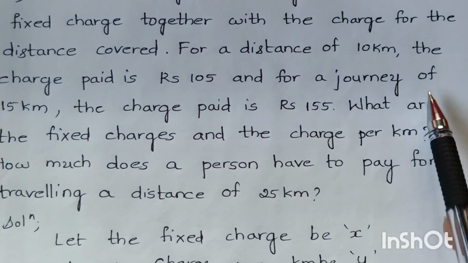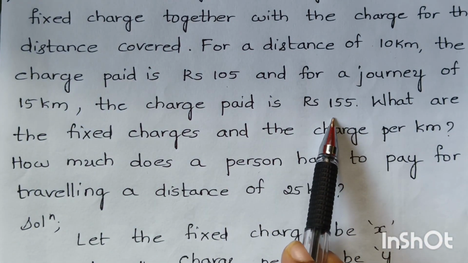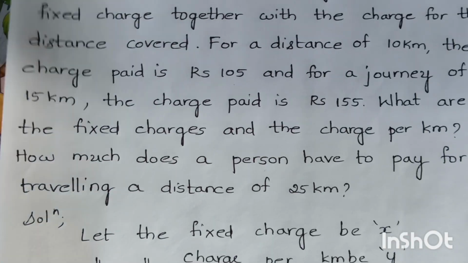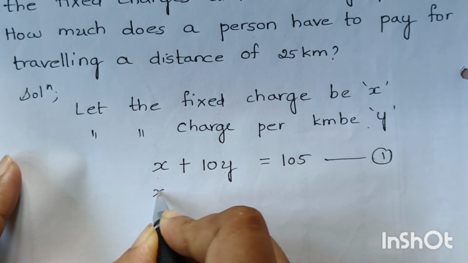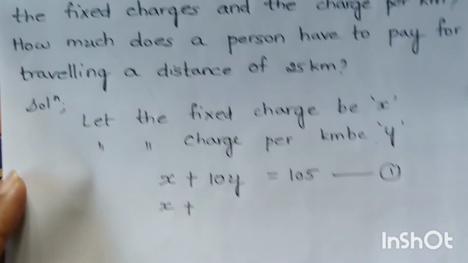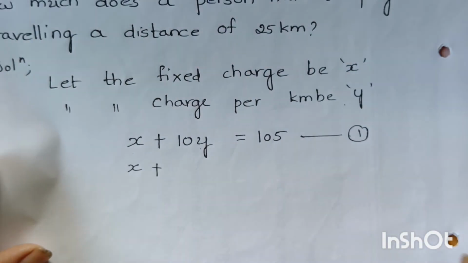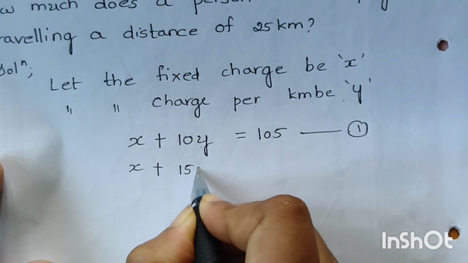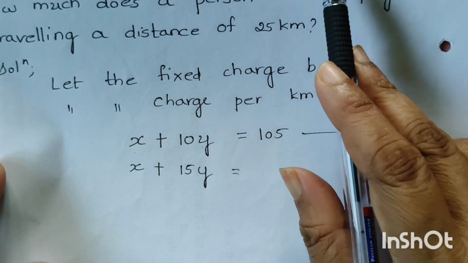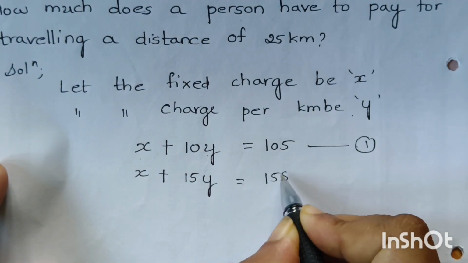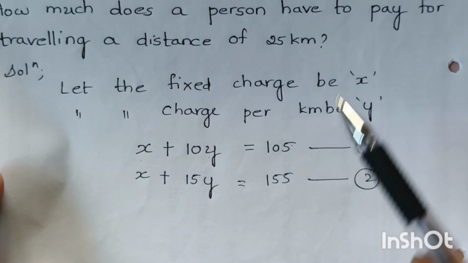Now look at situation 2. For a journey of 15 km, the charge paid is 155. The customer has to pay the fixed price, which we have taken as x, plus he will travel 15 km. Therefore, 15 into y, that is charge per kilometer, is equal to the total he will pay, 155 rupees. We got these two equations from the question.